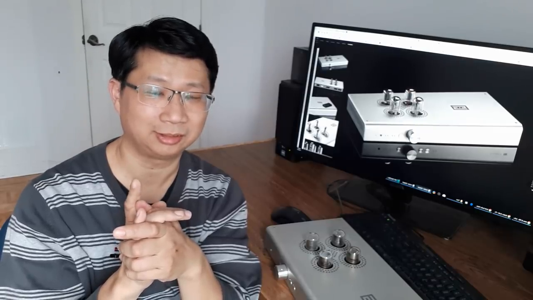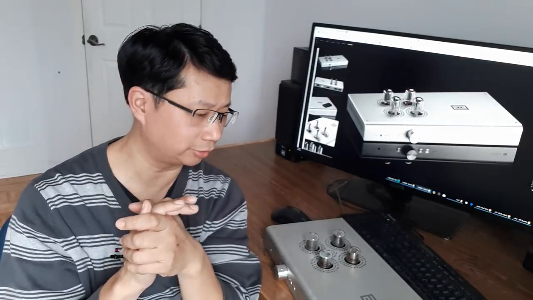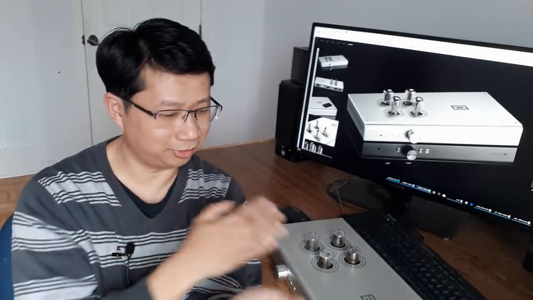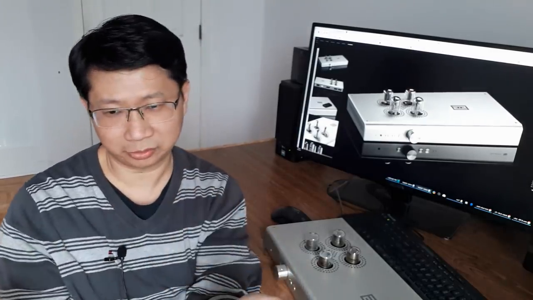It's that good. And that's why I hate it. It makes me question myself, like, you know, should I keep this or should I keep my $4,000 preamp?